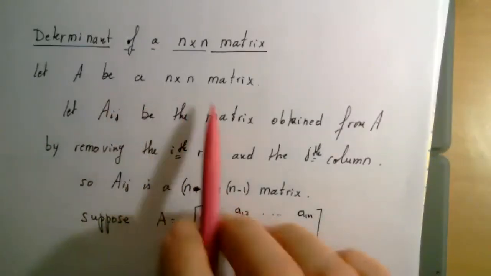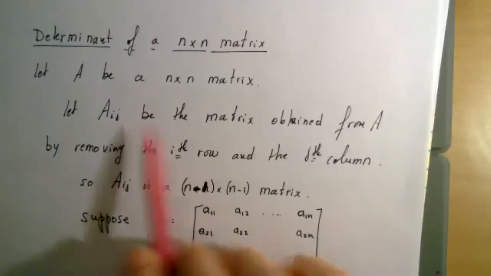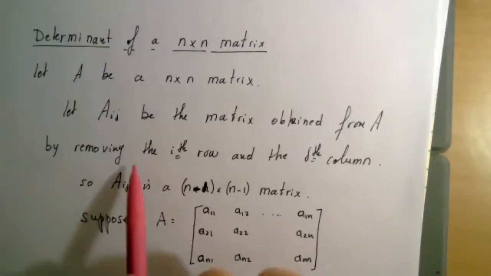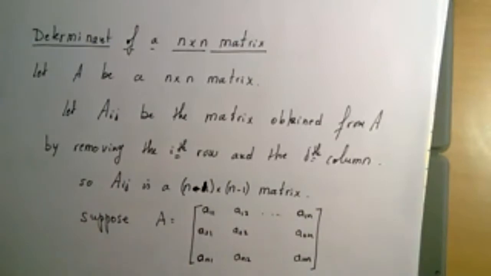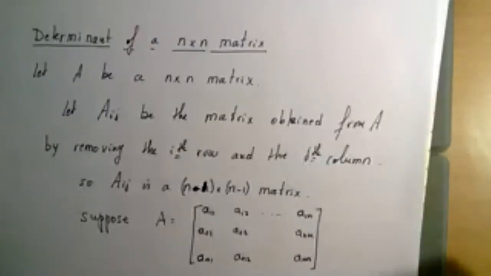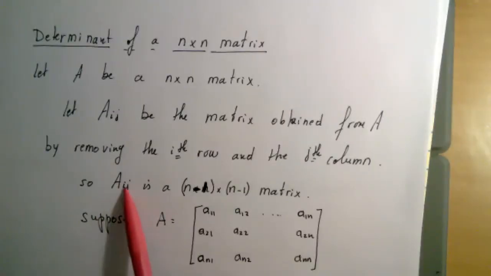So let A be an n by n matrix. Let Aij be the matrix obtained from A by removing the ith row and the jth column. So we start with A, we remove the ith row and the jth column. The remaining matrix is going to be an n minus 1 by n minus 1 matrix. We're going to call this Aij.